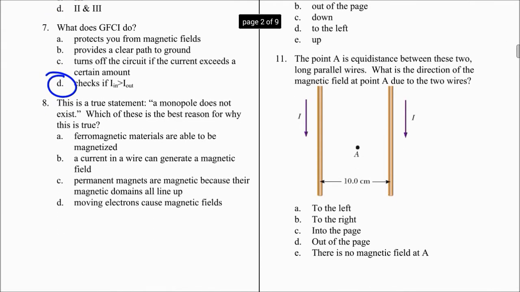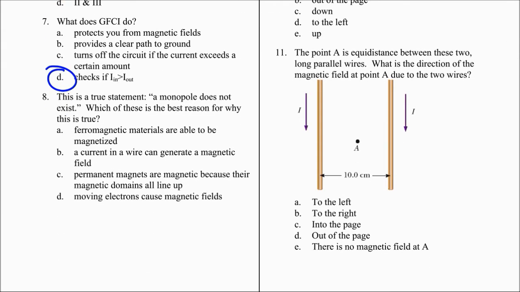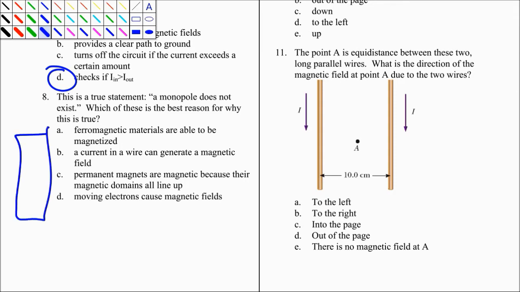Monopoles do not exist. Which of these is the best reason for why this is true? All right, so let me remind you. People used to think I have a north-south pole. If I break this up, I get 2 magnets that have a north and a south pole. If I keep breaking it up, eventually they thought, well, eventually I'll get a north and I'll get a south pole. And those are called monopoles. But that doesn't occur because these permanent magnets are generated by, I'm sorry, not that one.